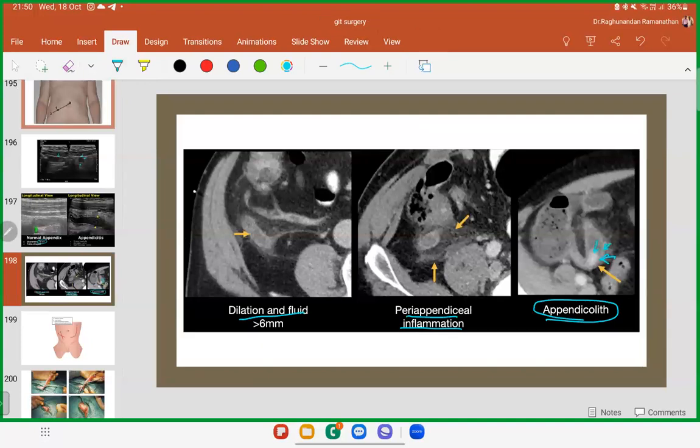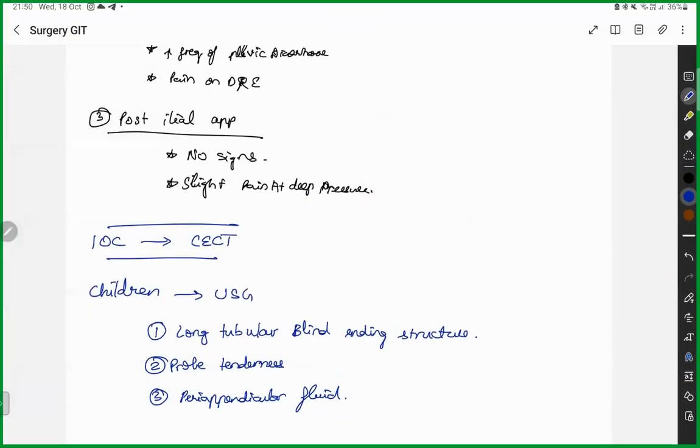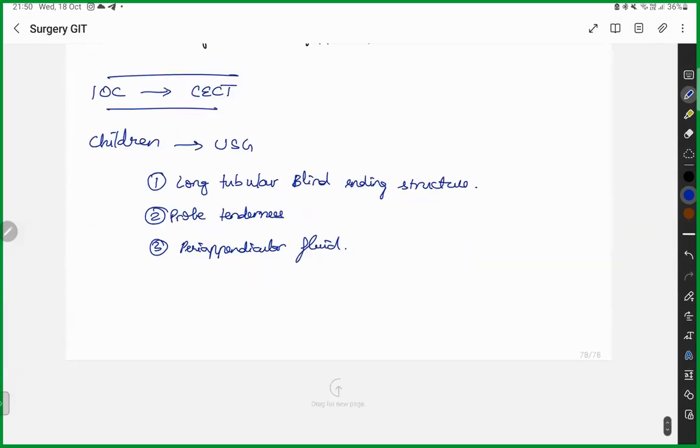Okay, can you see here? This is going to be an appendicolith. Now finally, we are going to move towards the treatment plan. How are we going to manage the patient? Okay, write down. Just put the heading as management.